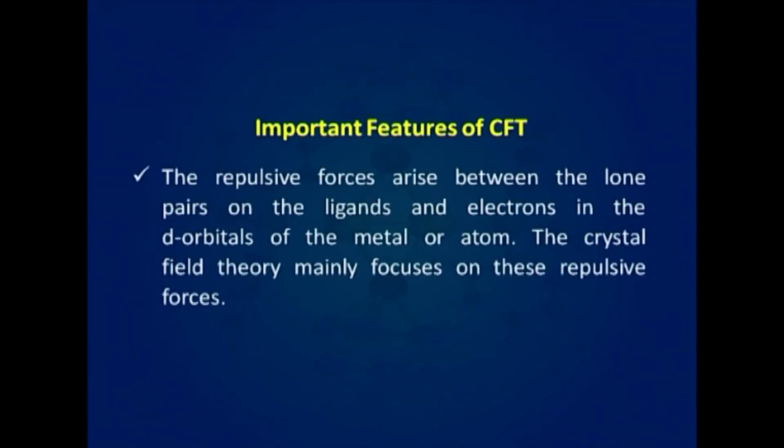The attractive forces arise due to the positive metal ion and the negatively charged ligands or the negative end of polar neutral molecules. These attractive forces bind the ligands to the metal ion. The bonds between the metal and the surrounding ligands are purely ionic. This theory does not consider any orbital overlapping. The repulsive forces arise between the lone pairs on the ligands and electrons in the d orbitals of the metal ion or atom. The crystal field theory mainly focuses on these repulsive forces.